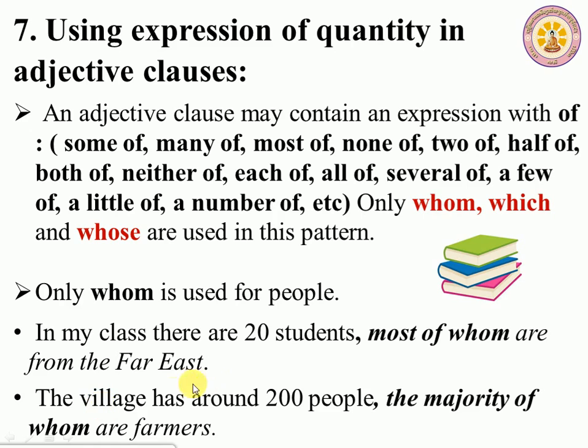One more: the village has around 200 people, the majority of whom are farmers. So we say "the majority of whom," only whom can be used. The majority of whom here means the majority of the villagers. The majority of the people are farmers.